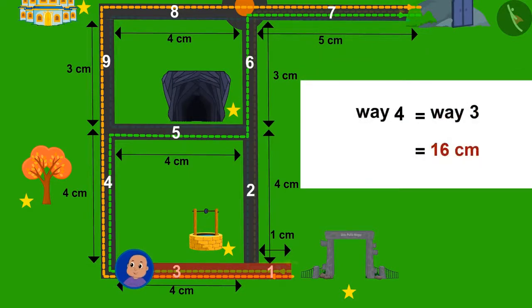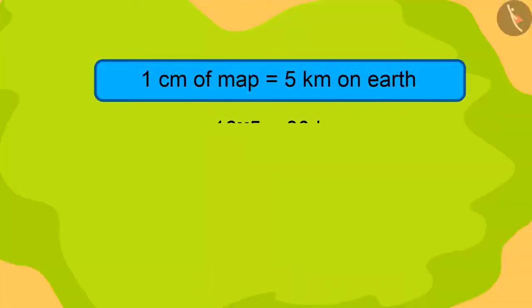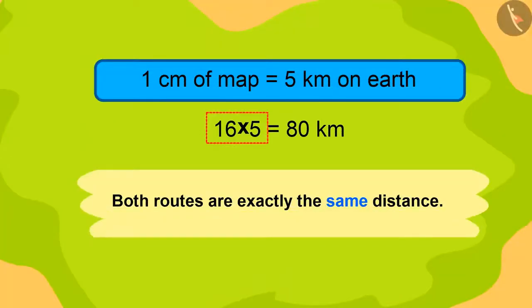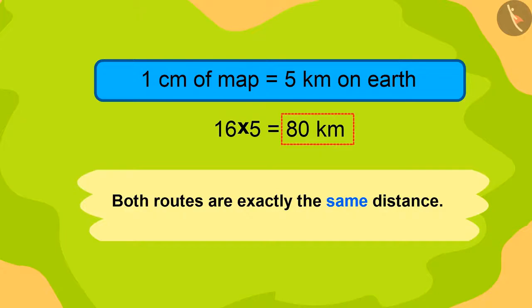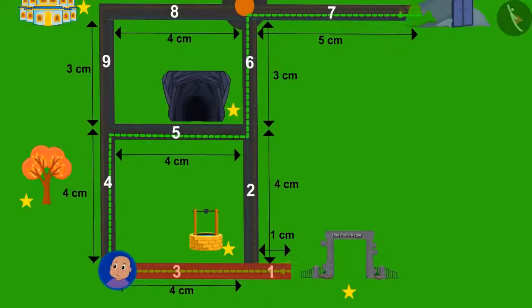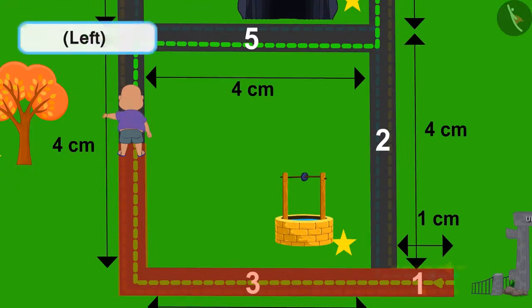The total distance on the map is 16 centimeter. So the actual distance would be 16 multiplied by 5. That is 80 kilometer. Now Bablu tried to go out of road number 3. If Bablu is on road number 4, then which side is the magical tree? The magical tree is on the left-hand side of Bablu, which means it would be on the left.